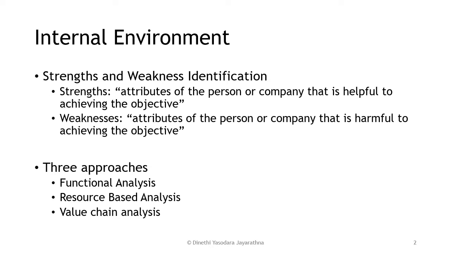So an organization has to identify both strengths and weaknesses. It's really important. Any business around the world, and any person in the world, has both sides, positive and negative, strengths and weaknesses. And we identify these to reduce or mitigate the weaknesses, enhance the strengths, and gain a competitive advantage which cannot be imitated by other companies. There are three approaches: functional analysis, resource-based analysis, and value chain analysis. Here, we will discuss especially the functional analysis and the resource-based analysis.